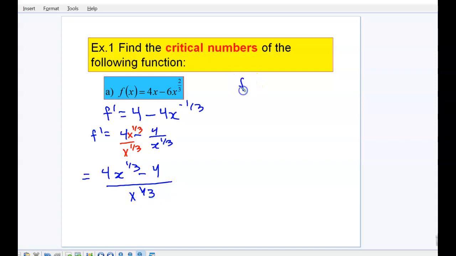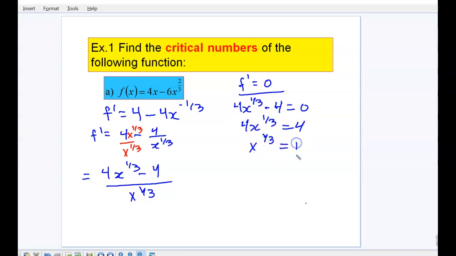To figure out what makes the derivative equal 0, I just set the numerator of my fraction to 0 and solve for x. I can add the 4 to the other side, divide both sides by 4, and if I cube both sides, I get x is equal to 1. So there's my first critical number.